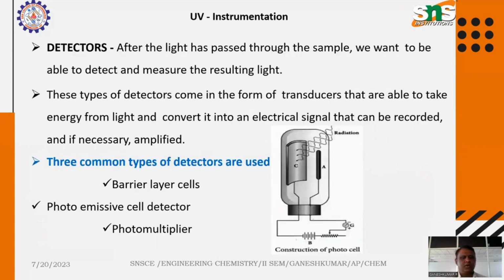For the detector, usually we use three types of detectors, and particularly the photomultiplier is a convenient one, which works on the principle of the photoelectric effect. When the light falls on it, it emits some electrons, which are converted to electrical signals. These electrical signals get amplified and are taken to the recorder.